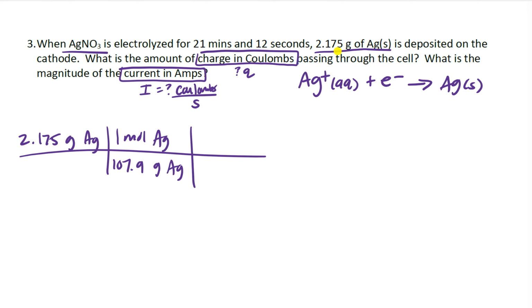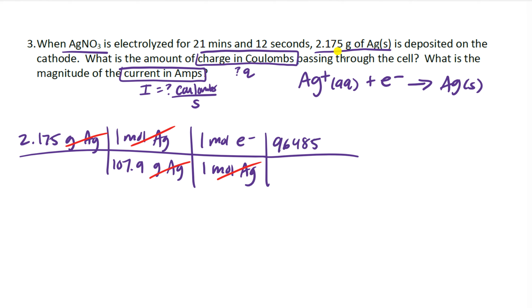Using your balanced equation, let's convert this over to moles of electrons. So our coefficients are 1 to 1: 1 mole of electrons for every 1 mole of solid silver. Moles of silver cancel out. And now let's convert moles of electrons over to coulombs using Faraday's constant, 96,485 coulombs for every 1 mole of electrons. Moles of electrons cancel out.